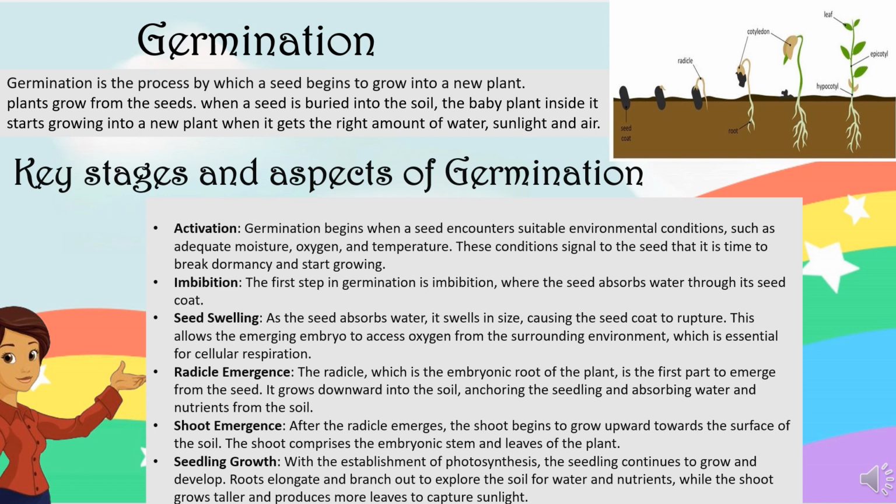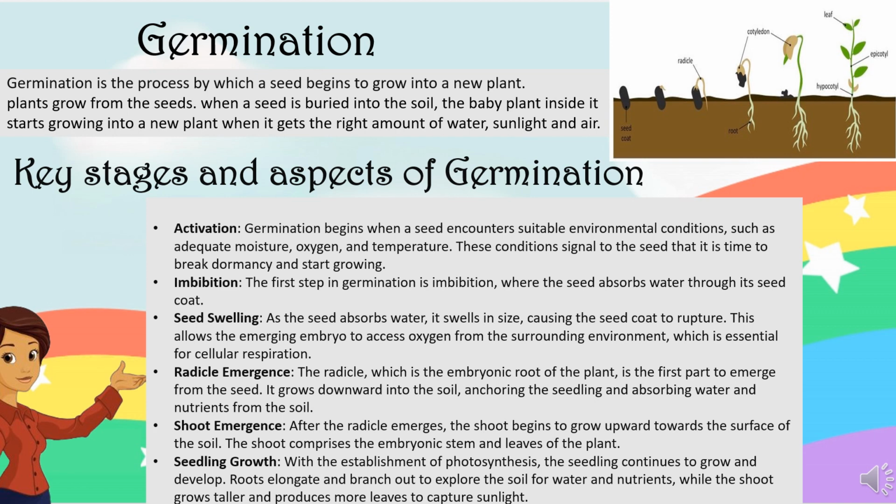Germination starts with activating a dormant seed by the presence of water, oxygen, and suitable temperatures. As the seed imbibes water, it swells and breaks through its protective coat, signaling the beginning of growth. The first part to emerge is the radicle, the embryonic root of the plant. It grows downward into the soil, anchoring the seedling and absorbing nutrients.